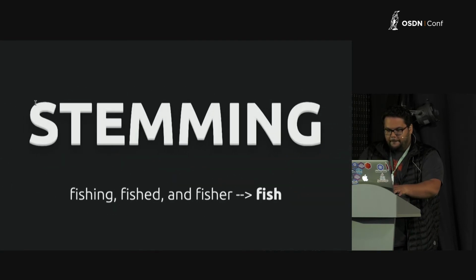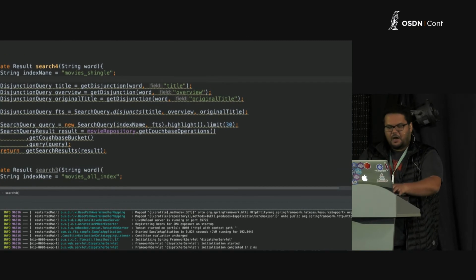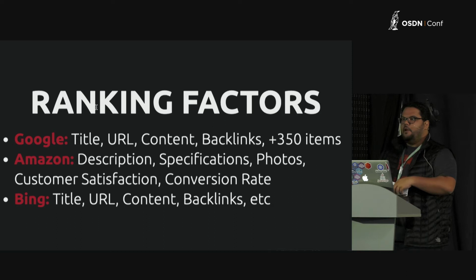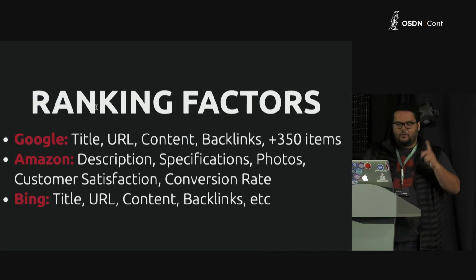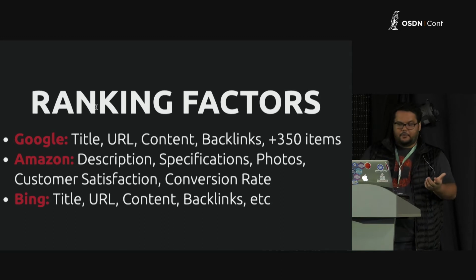So now we can also think about ranking factors, right? Because now we want to recommend the best movie possible for the user. So when you think about ranking factors, you have to think about what's relevant for you, what makes the movie great. For Google, it's important the title, the URL, the content, the amount of links you have to your document. On Amazon, description, specification, photos, customer satisfaction. So those are all ranking factors.